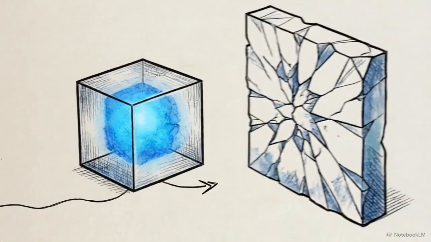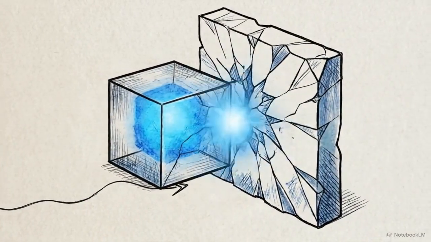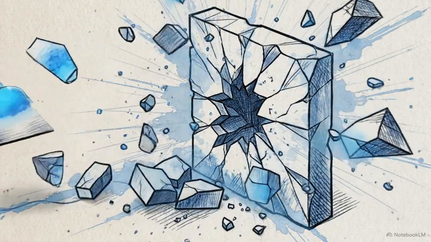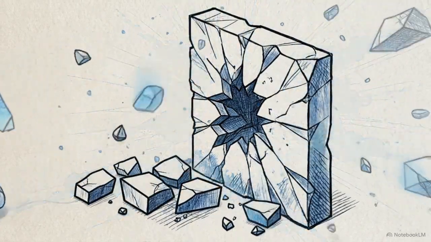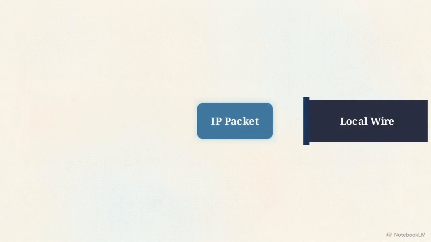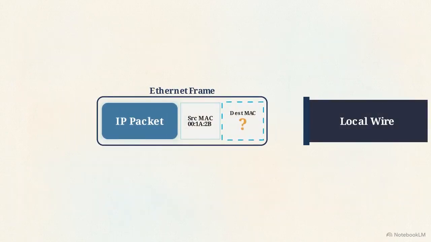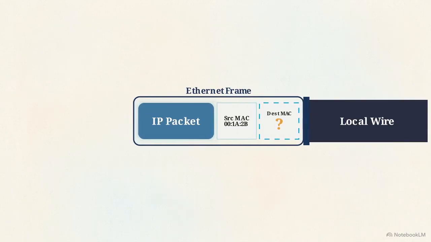A host device generates a data packet with a known destination IP address, ready for transmission. But instead, the packet hits a barrier and scatters. The transmission fails because an IP address alone is useless on a local wire. Without a Layer 2 destination address, the packet cannot be placed into a frame.